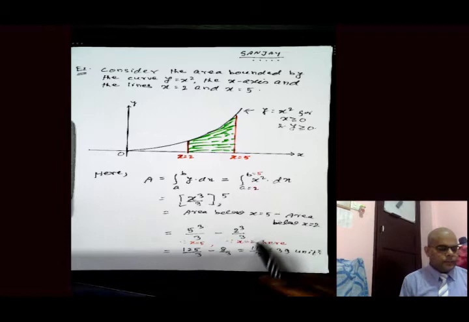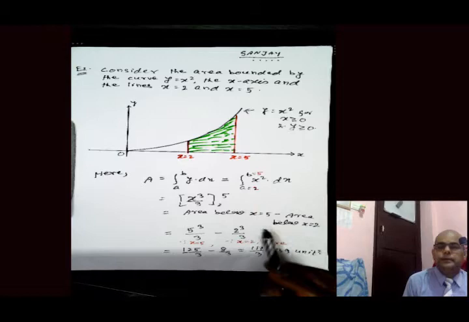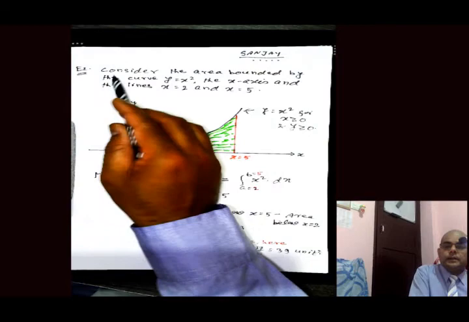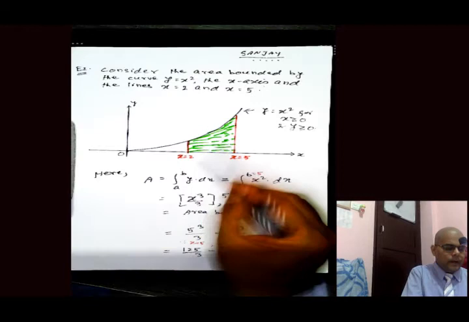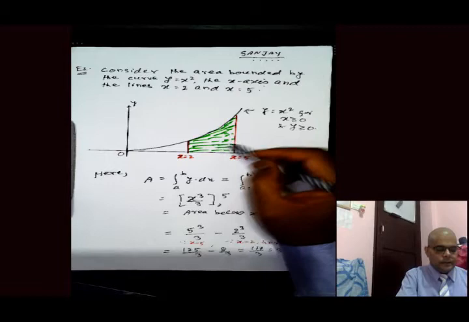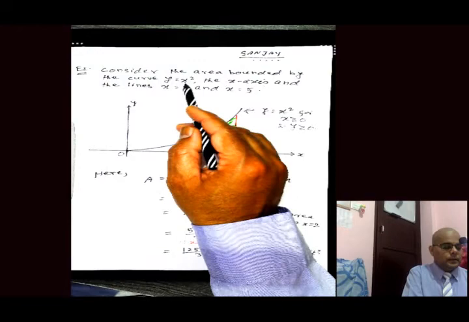Let's apply that, and see how the area under a curve can be found. So let's consider an example like this. This example states: consider the area bounded by the curve y equals x squared, the x-axis and the lines x equals 2 and x equals 5. So you have to find this shaded region's area. So what you can do is integrate this function y equals x squared between x equals 2 and x equals 5.